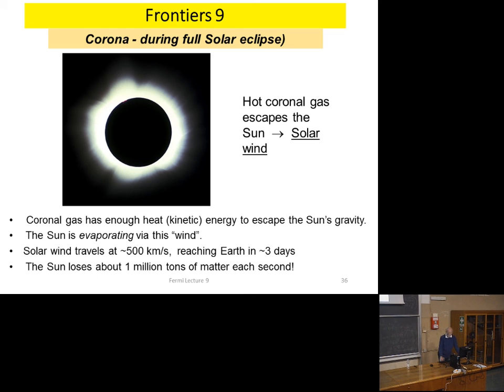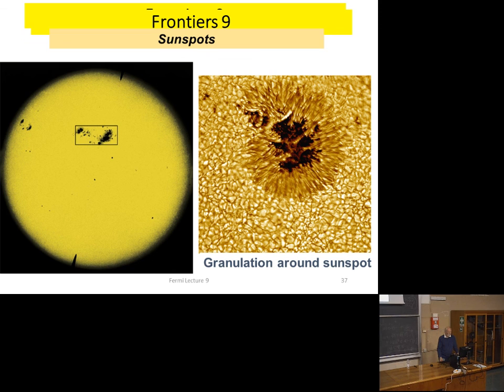Fortunately, the sun has a lot of matter, so that doesn't really say very much, because in the sun's total lifetime since it was born, it's only lost about 0.1% of its total mass. So although it's a lot of gas and so forth is emitting all the time, the sun is big enough that it'll still live a while.